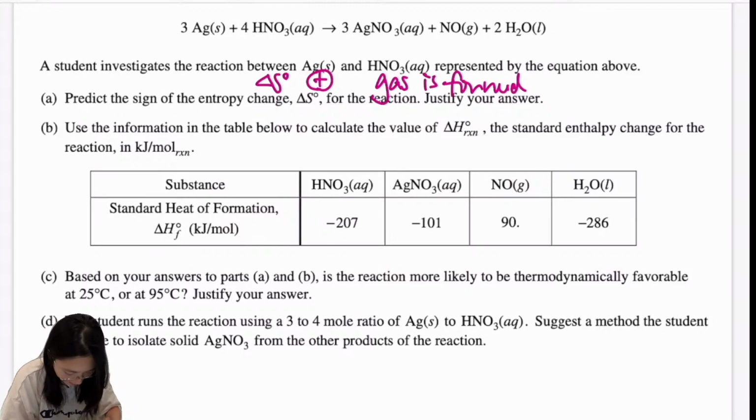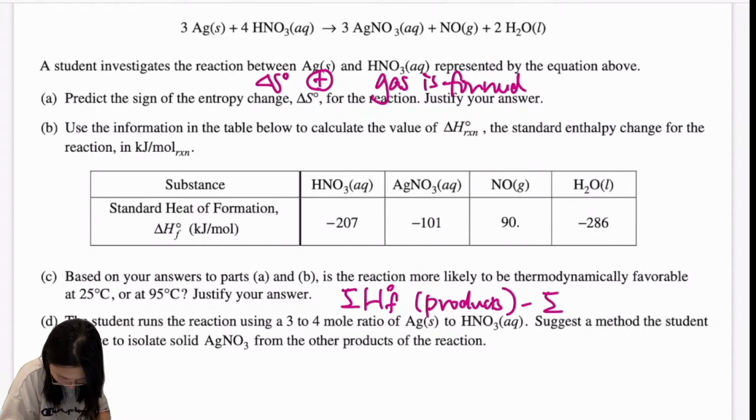So going back to this one, part B: use the information in the table below to calculate the value of delta H, the standard enthalpy change for the reaction in kilojoules per mole. So now you're given the standard heat of formation for each of the species. And remember, when you're using standard heat of formation, you need to pay attention to the stoichiometry, the number of moles. And it's always the sum of the enthalpy change of formation of the products minus the reactants.